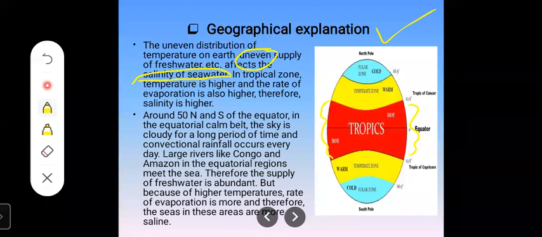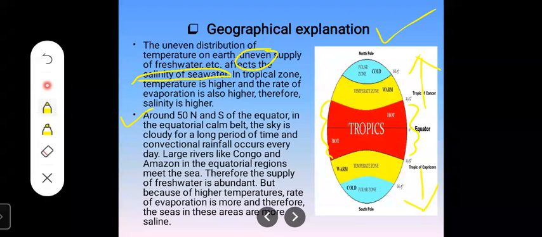Now see, second point. Around 50 degrees north and 50 degrees south of the equator, means this side, the north pole and the south pole. In the equatorial calm belt, the sky is cloudy for a long period of time and convectional rainfall occurs every day.